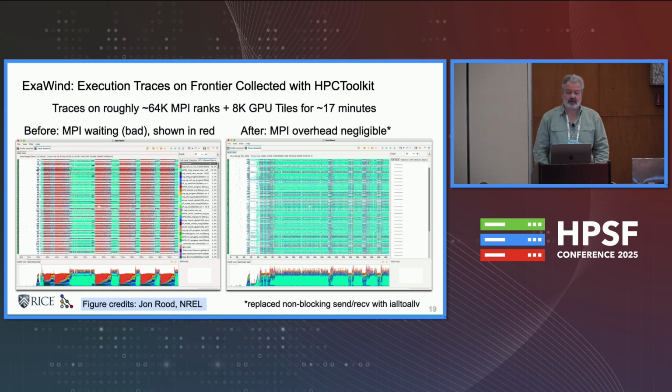They were running it on Frontier. They collected information with HPC Toolkit. They collected traces on 64K MPI ranks and 8K GPU tiles for about 17 minutes. And all the red over here is MPI waiting time. After some consultation with the folks in the Center of Excellence and the folks at Oak Ridge, they decided that this was all due to the fact that they were using non-blocking send and receive, and they replaced it with Ialltoallv, and you can see that the MPI communication just disappeared.